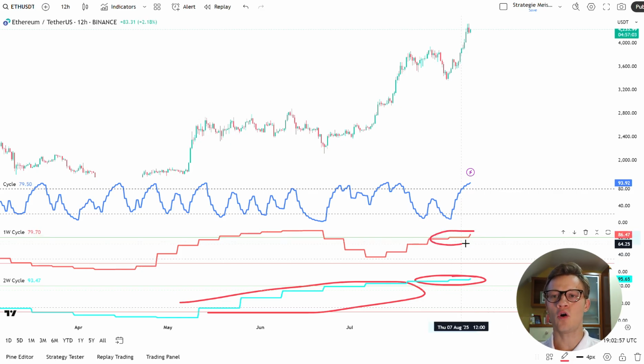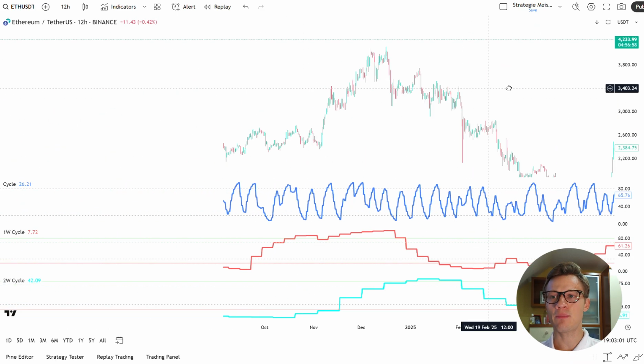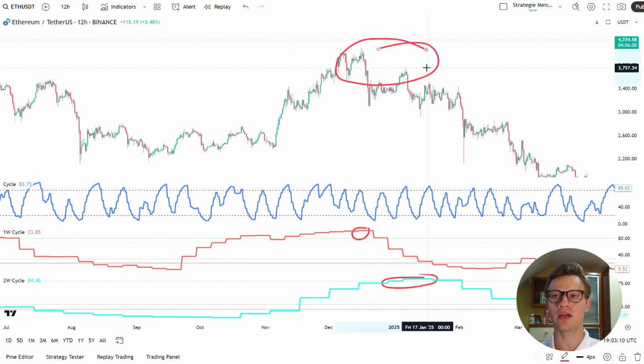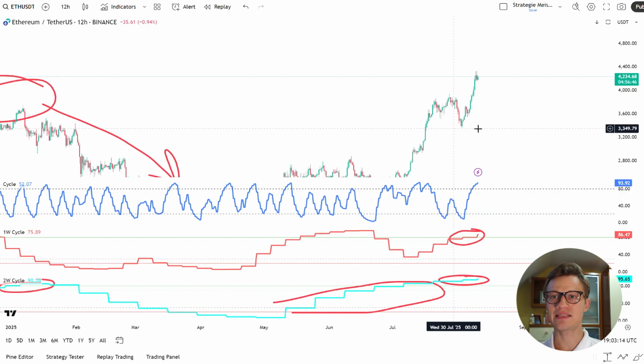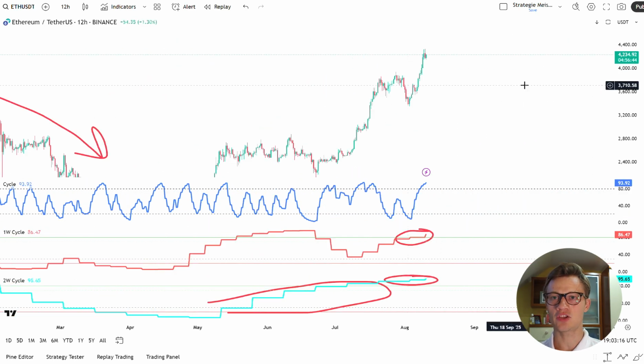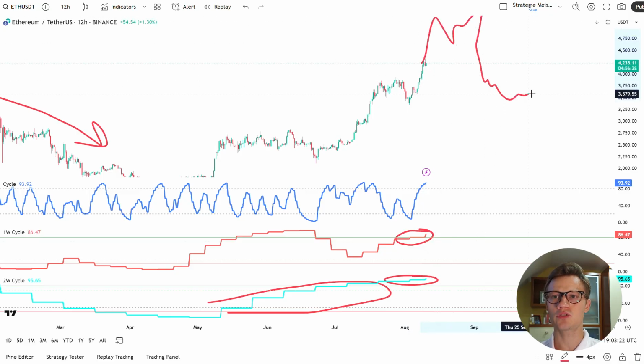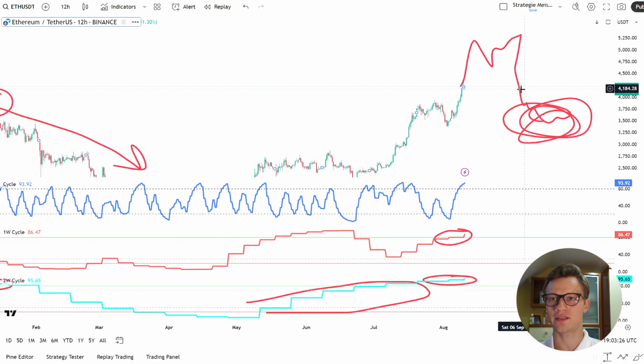The 1-week cycle also confirms that. How do I know this information? Because looking at the past, I can understand that whenever the 2-week cycle goes above 80 and the 1-week cycle goes above 80, it's where we actually make a top and we go into the bearish market for at least a couple of months. Now, this is also up and coming for Ethereum. Don't expect Ethereum to actually go above 5K and then spend more time there. We are going to go down and we are going to consolidate in this range below 4,000.